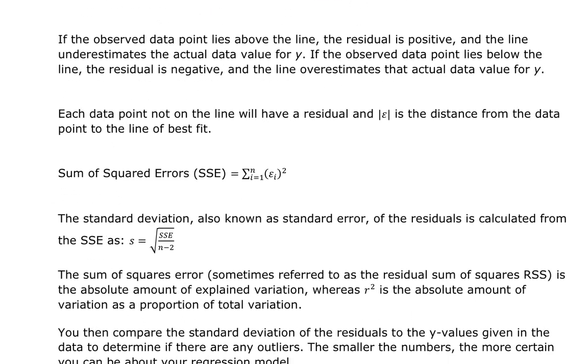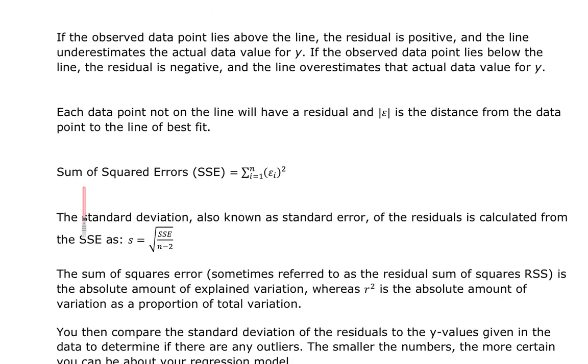The sum of squared errors, also known as SSE, is the summation of all of those residuals, or errors, squared. The reason is that if you have negatives and positives and you don't square them, you could end up with zero, and that would lead us down the wrong path. The standard deviation, also known as the standard error, of the residuals, which is the same idea all the way back from chapter 2 when we started to talk about standard deviation, is calculated after you find this SSE.